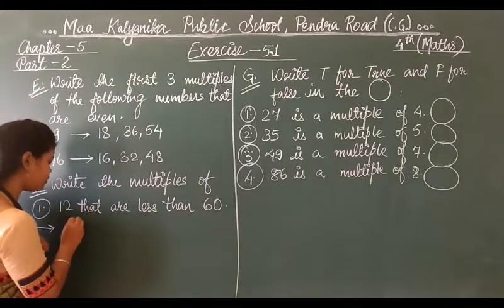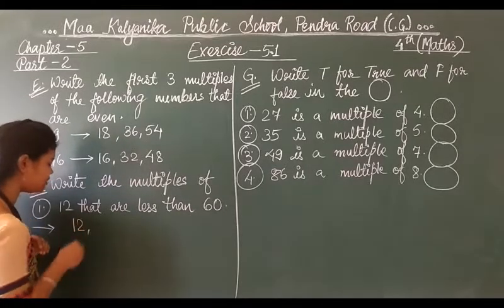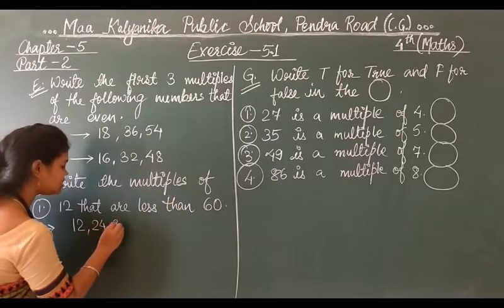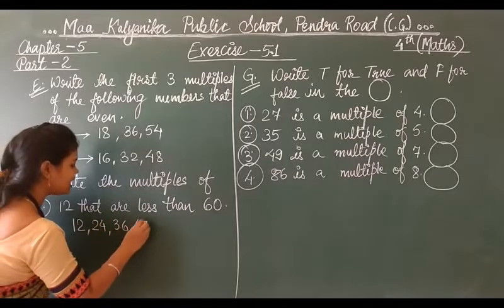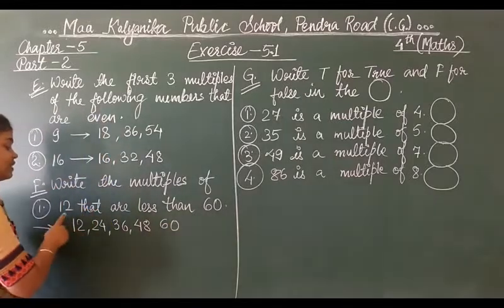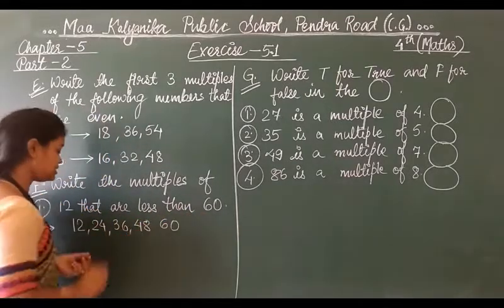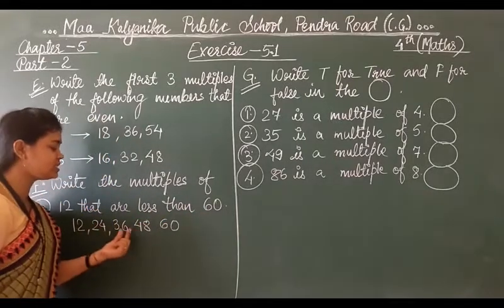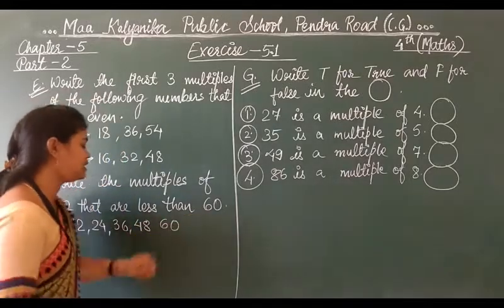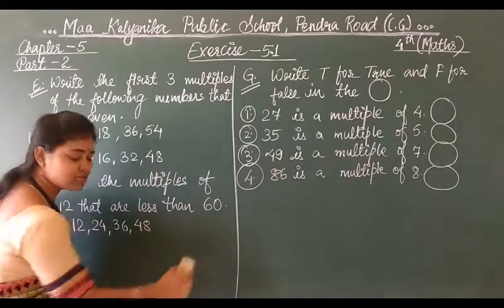Starting from 12, because 12 itself is a multiple of 12. So 12 ones are 12, 12 twos are 24, 12 threes are 36, 12 fours are 48, 12 fives are 60. But students, it is given multiples of 12 that are less than 60. So 12, 24, 36, 48. 60 is not less than 60. 60 is equal to 60. So we will leave this 60.